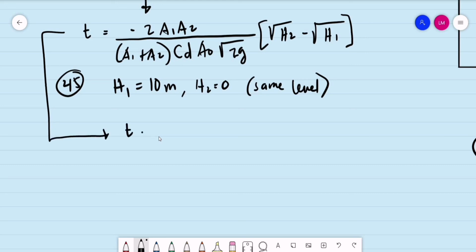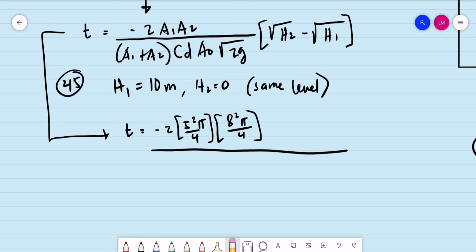So, this will be the time equal to negative 2. Ano yung area ng tank number 1? Yun yung 5 squared pi divided by 4. Area ng tank number 2, yun yung 8 squared pi divided by 4. Okay, so all over, area 1, that is 5 squared pi divided by 4 plus area 2. This is 8 squared pi divided by 4.